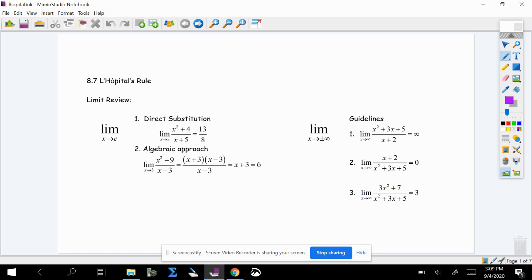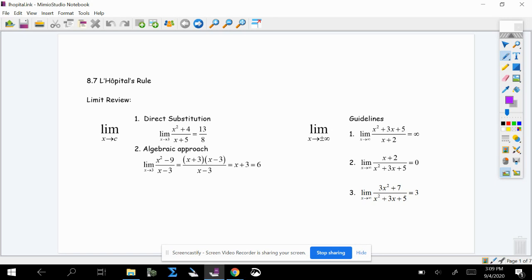So the section is called L'Hôpital's rule. I know it looks like the hospital, but it's actually named after a mathematician who was not surprisingly French. And what L'Hôpital's rule does is it looks specifically at limits and gives you an easier way to evaluate limits that maybe were a little more challenging algebraically, or they weren't algebraic, so they were very difficult to do. So before we get into L'Hôpital's rule, I want to talk about what you already should know about limits, going all the way back to the beginning of Calc 1.